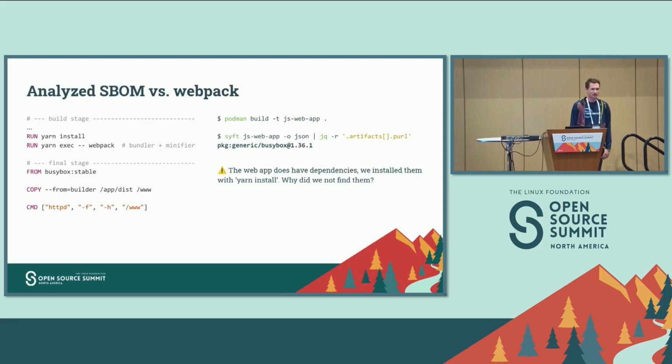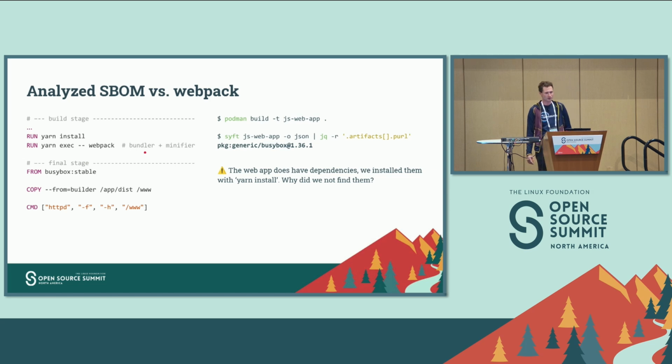But of course, there are corner cases. And of course, one of them is JavaScript. If we were building a simple JavaScript frontend, our Dockerfile or container file may look something like this. In the build stage, we run yarn install to install our JavaScript dependencies, and then we execute webpack, which is something called a bundler and minifier, but more about that later. In the final stage, all we do is copy the content that we already built in the build stage.